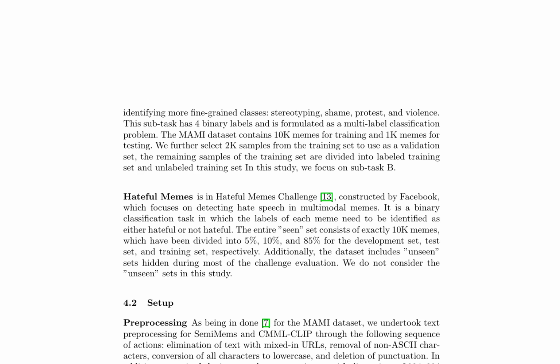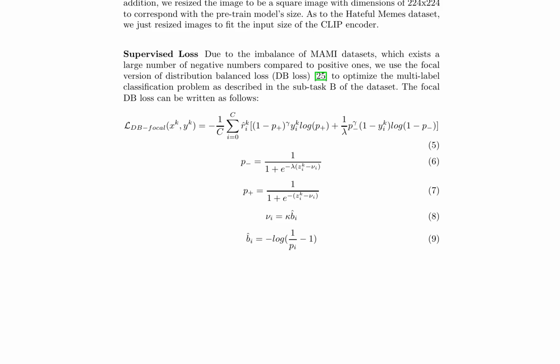The MAMI dataset consists of 10,000 memes for training and 1,000 for testing, with two subtasks, binary classification and multilabel classification. The authors focus on the latter, using a validation set of 2,000 samples. The Hateful Memes dataset, constructed by Facebook, contains 10,000 memes with binary labels. The authors pre-process the text data by removing URLs, non-ASCII characters, and punctuation, and resizing images to 224 by 224.